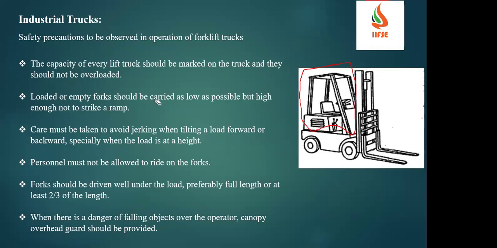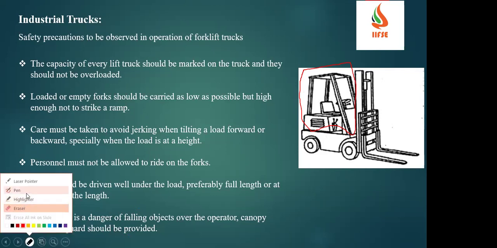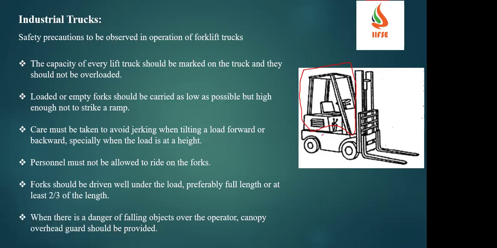Then industrial trucks. If it comes to industrial trucks, forklifts are the major contributors in mechanical material handling. If you see the safety precautions with respect to forklifts, the capacity of every lift truck should be marked on the truck, and they should not be overloaded. They put it on the sides wherever it is visible.